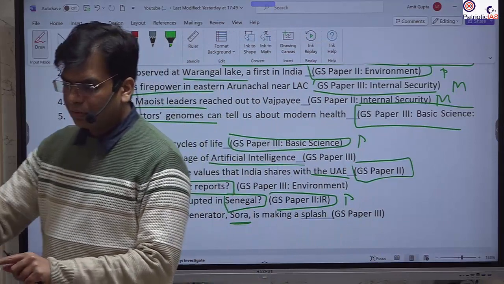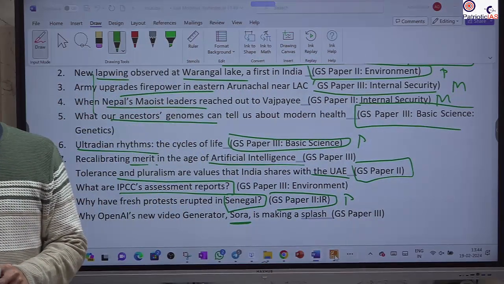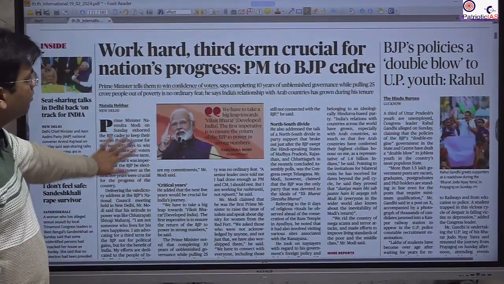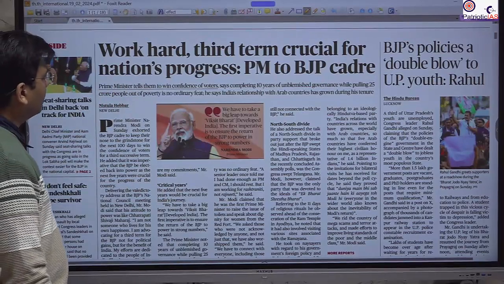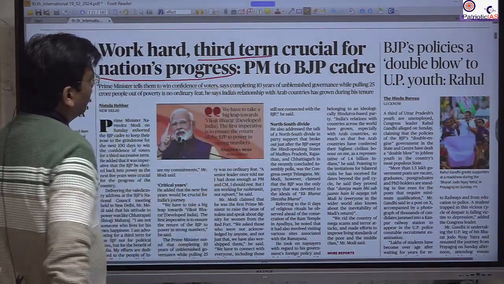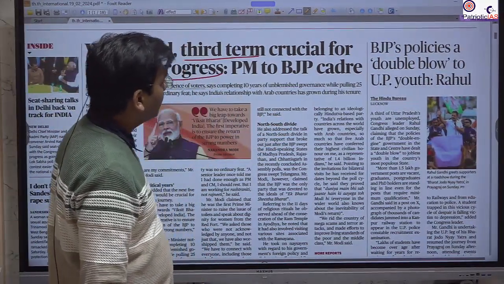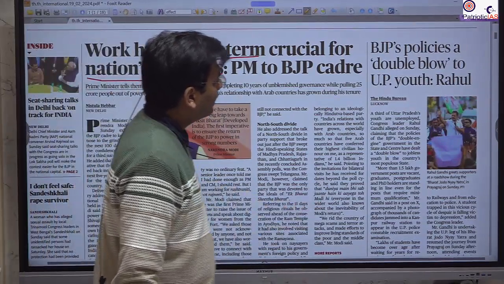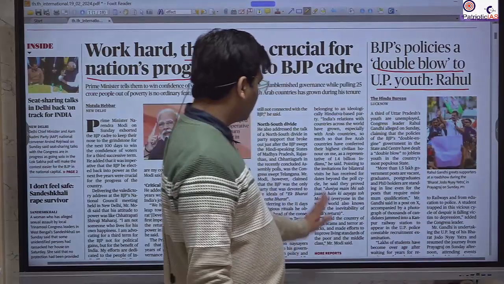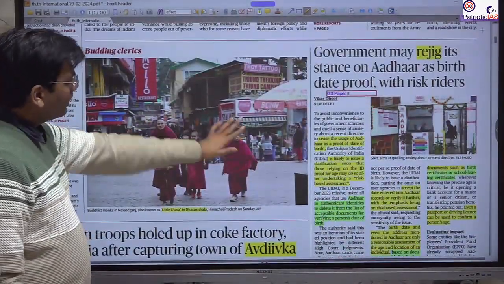Let's start with the first news from the front page. So let's see. The front page starts with 'work hard'. This is political news. Our Prime Minister has asked BJP workers to be ready for the groundwork so that we can bring a third term for the BJP. Here Rahul Gandhi is saying that BJP policy is a double blow to the UP youth. So this is all political news. We will not go into the detail. Here is the relevant news for us.